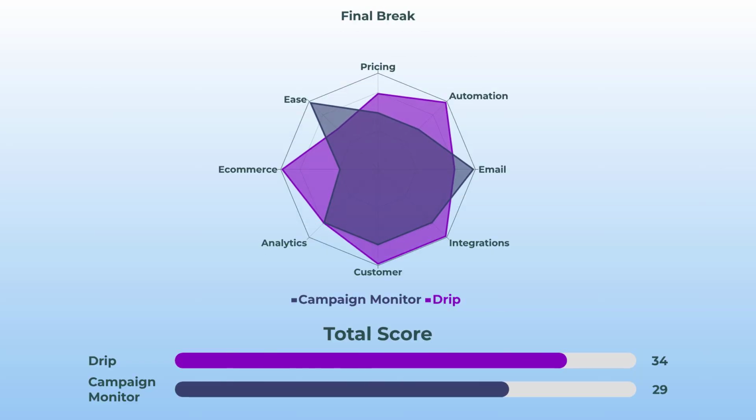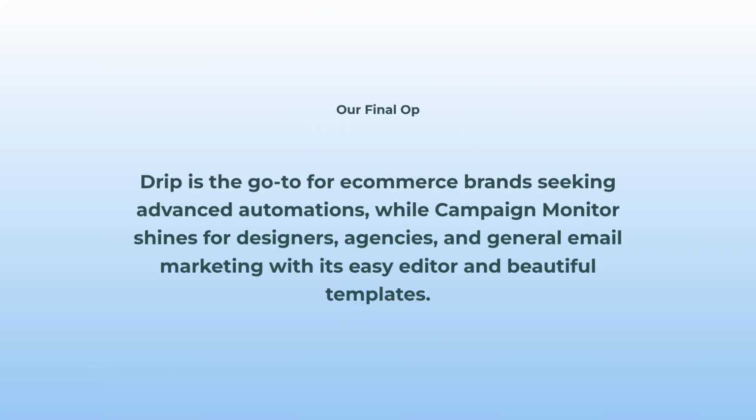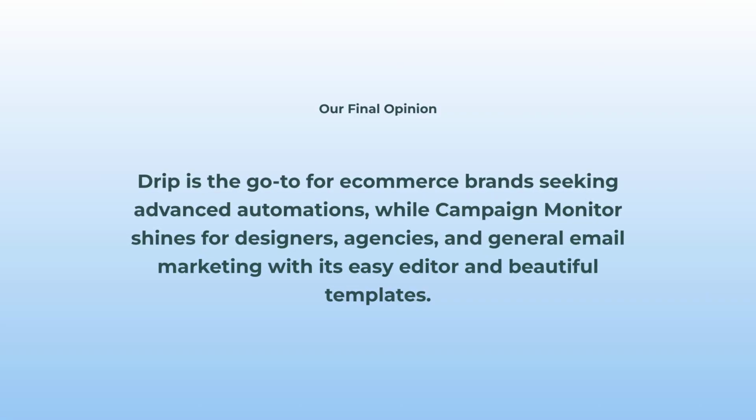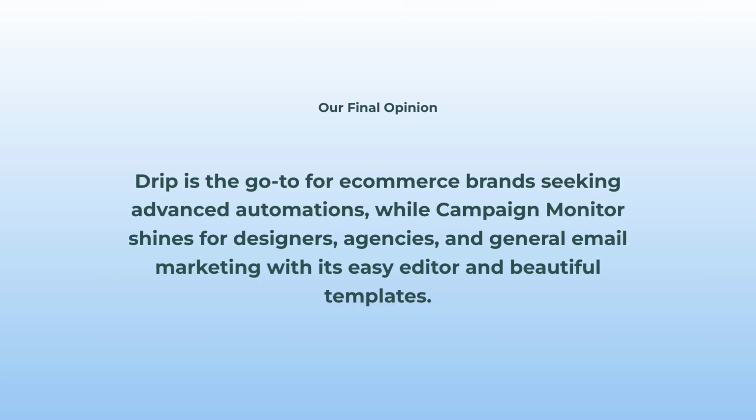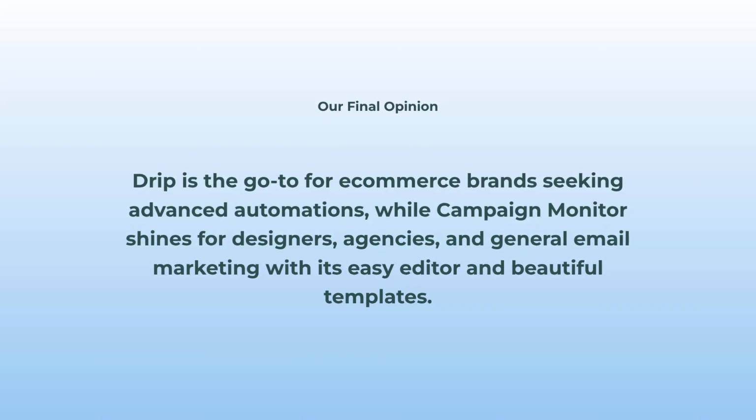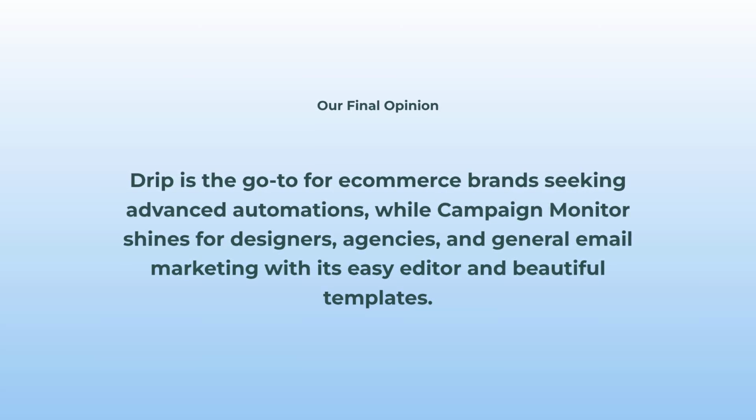Now, if we look at the radar chart, Drip leans heavily into e-commerce power, automation, and integrations, while Campaign Monitor's strengths shine bright in email design and just how friendly it is for beginners. So here's the bottom line. Drip is totally the go-to for e-commerce brands who want crazy good automations and tight store integrations. Meanwhile, Campaign Monitor absolutely rocks for designers, agencies, and anyone who wants beautiful emails without sweating the tech. That drag and drop builder is a lifesaver. It all depends on your vibe, honestly.